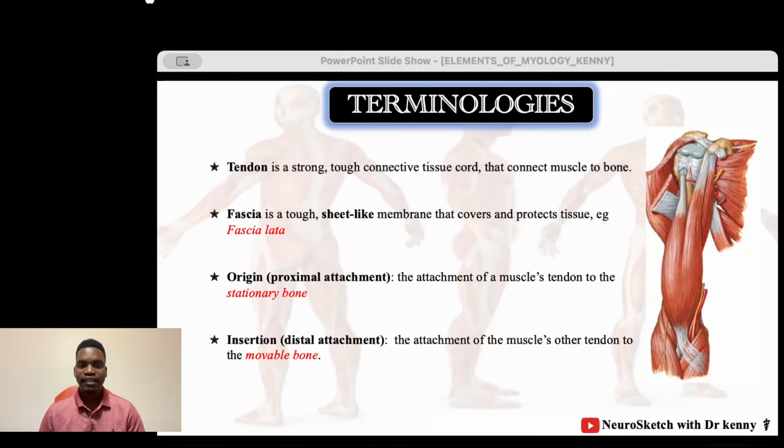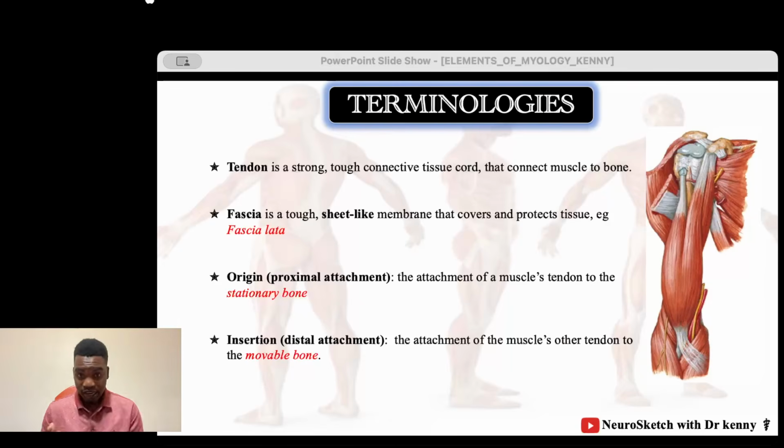Fascia. A fascia is a tough, sheet-like connective tissue that is always there to protect and cover tissues, for example muscles. We have examples of fascia like the fascia lata and the thoracolumbar fascia, and we'll get used to them as we move along.